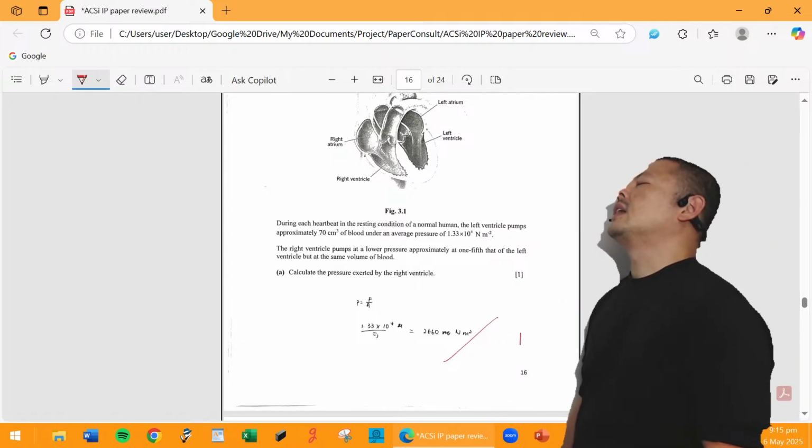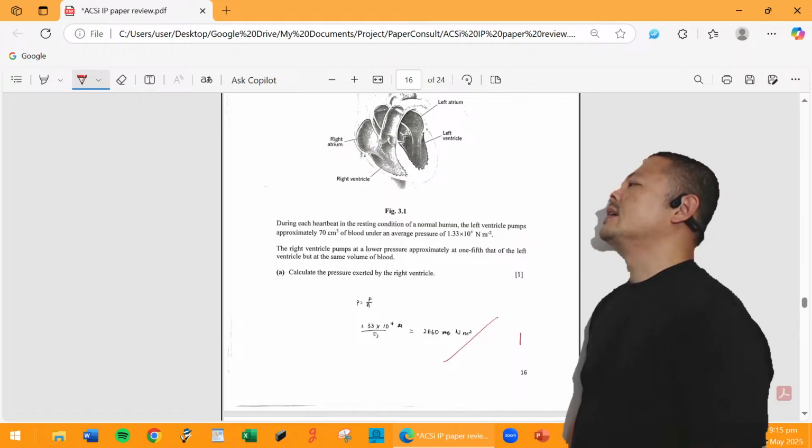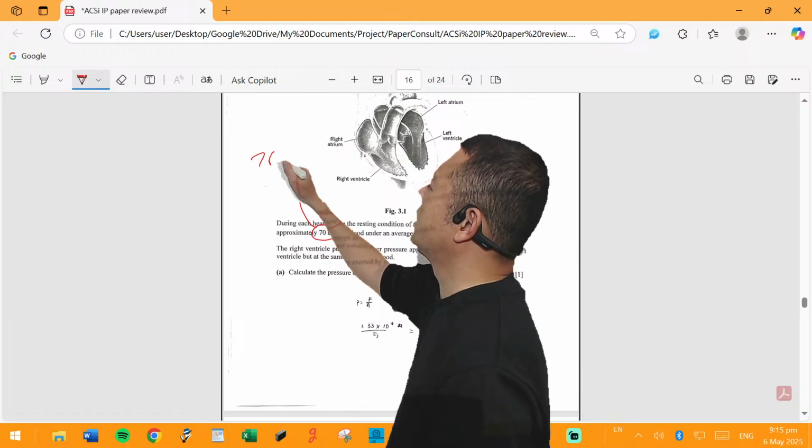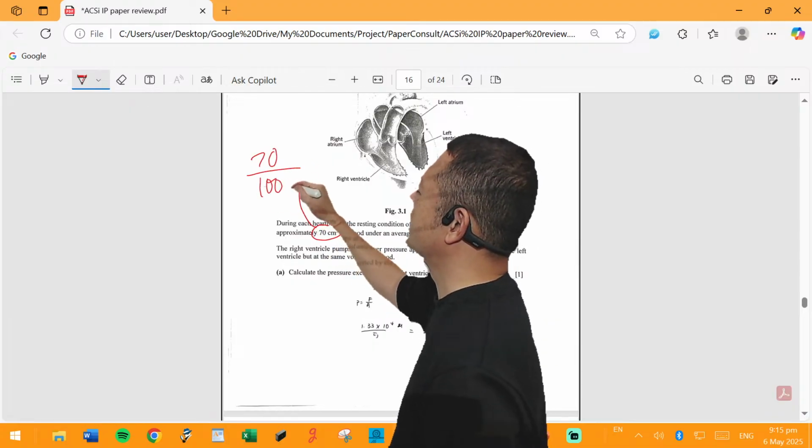Nathan, you cannot tell me you cannot convert 70 cm cube to meter cube. You cannot tell me that. Let me teach you the quick conversion. 70 divided by 100 cube. Okay?